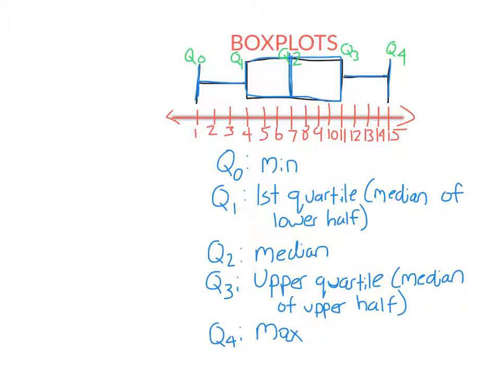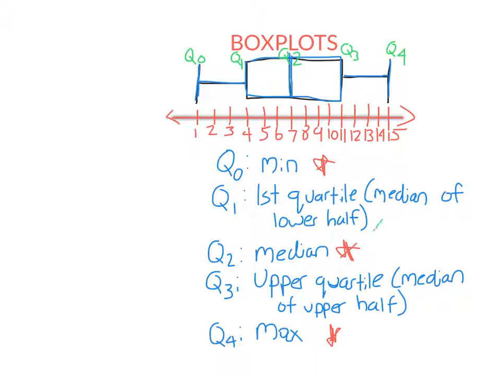Q0 is the minimum, just the lowest score of your set of data. That's pretty easy. Q2 is just the normal median. You know how to figure that out. It's the middle score when there's an odd number of scores, or if the number of scores is even, you take the average of the 2 middle scores. Just like you've been doing since year 7, we're not calculating the median any differently. The maximum's really easy too. It's just the highest score in a set of data.